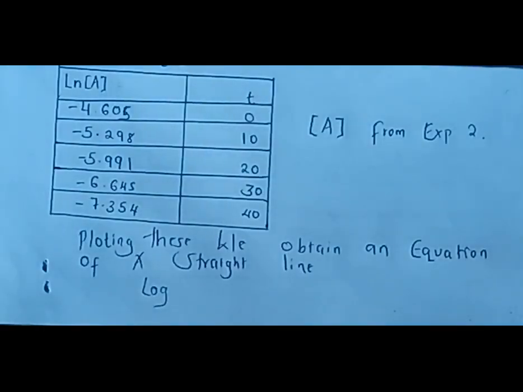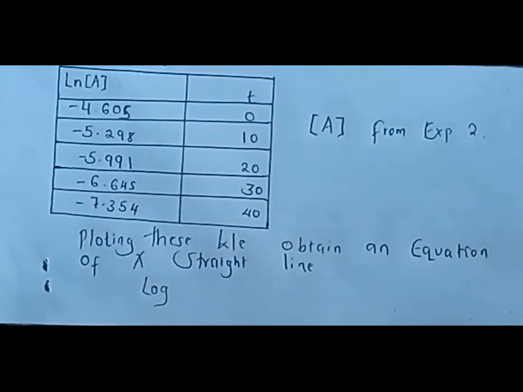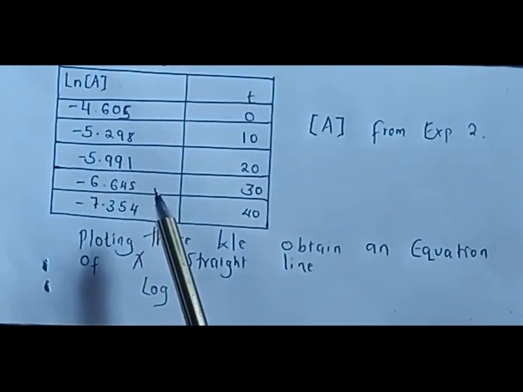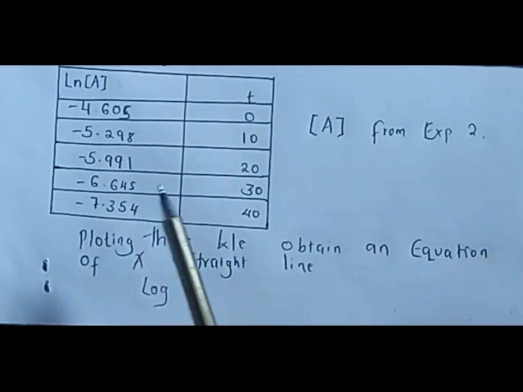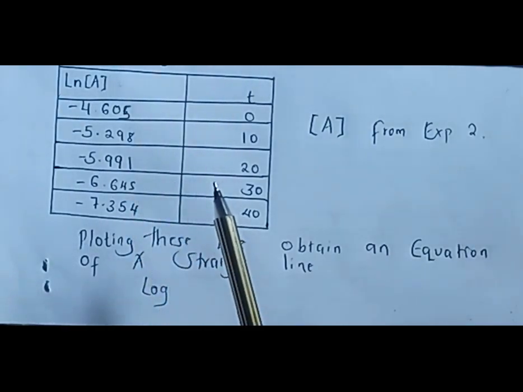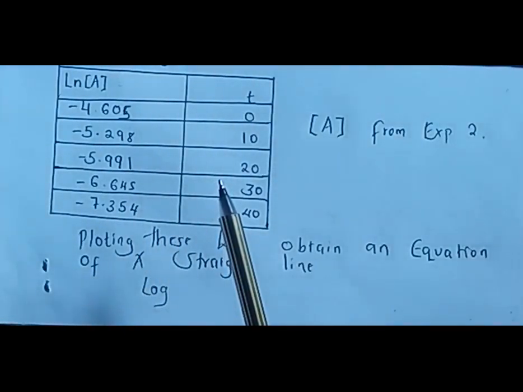So I used the data from the table to calculate the ln of A, and clearly if we plot these values, the values of ln A against time, we will get a linear function. So it's safe to conclude that this is a first order reaction.